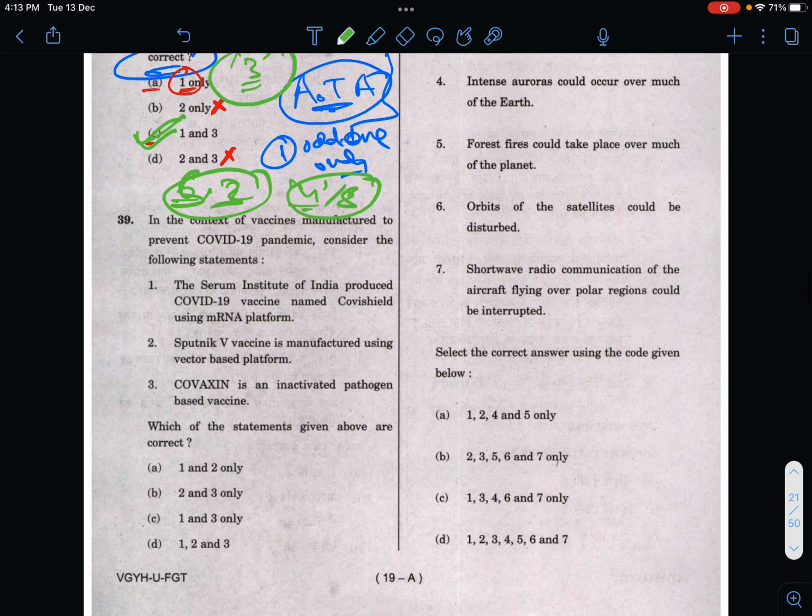I hope the battery doesn't die. We have 2 more questions to go. Let's hope it sustains. So question number 39 says, in context of vaccines manufactured, which of the following are correct?